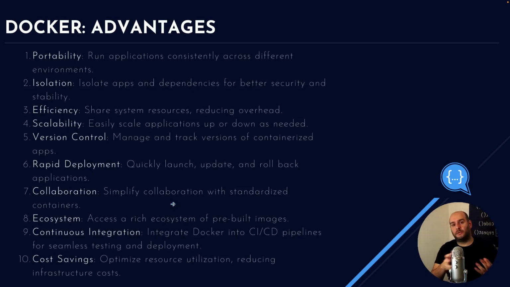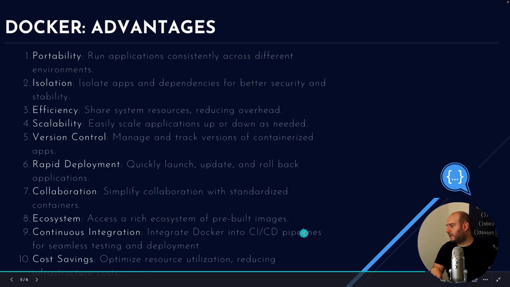Then collaboration is simplified as well, because we can share images and we can run these isolated containers in different machines. There is a rich ecosystem of Docker images, so there are images for anything that you can imagine. So it's really useful, and it's really useful for continuous integration as well.